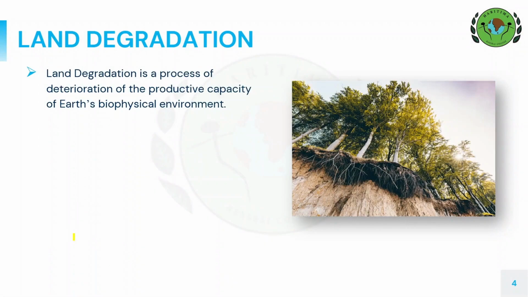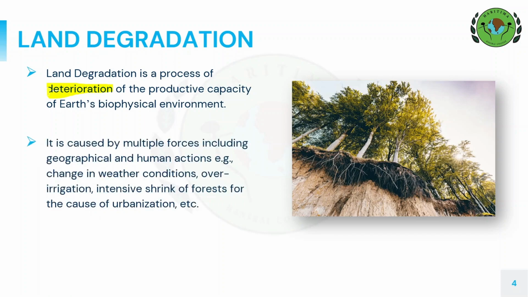Now let's understand what is land degradation. It is a natural or human-induced process that negatively affects the land. In general, it refers to the process that negatively affects the land's natural functions of water, energy, and nutrient acceptance, leading to a decline in land productivity.